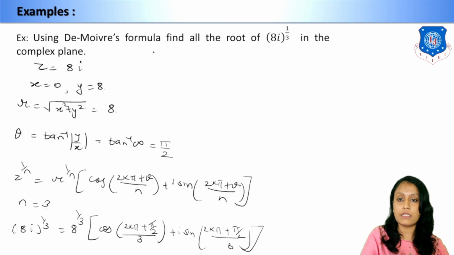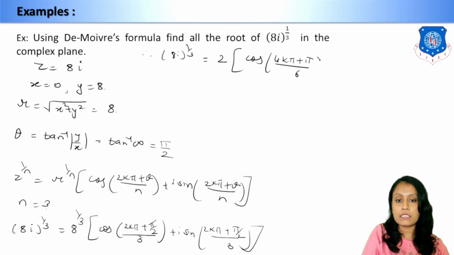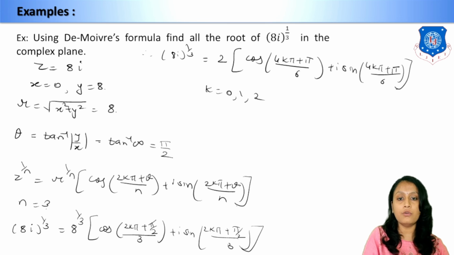Okay, let's simplify this. So 8i raised to 1 upon 3 is equal to what? This 8 we can write as 2 cube, so this answer is 2. And over here, take the LCM. So you will get cos of 4k pi plus pi upon 6 plus i sin of 4k pi plus pi upon 6. Okay, and on substituting the value of k is equal to 0, 1 and 2, we can get the roots of this 8i raised to 1 by 3.